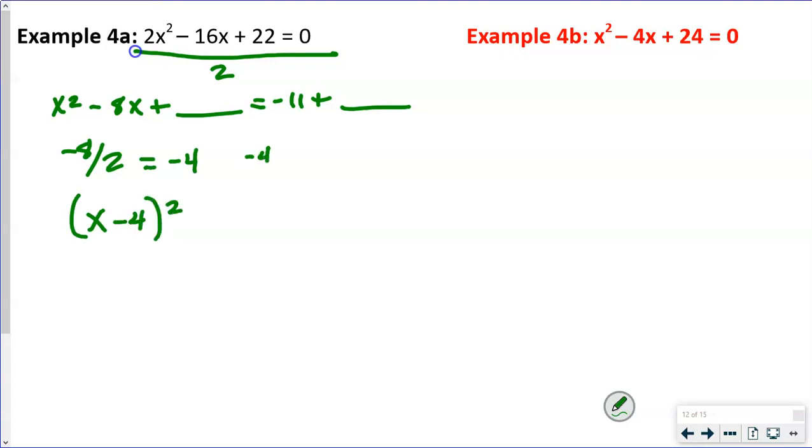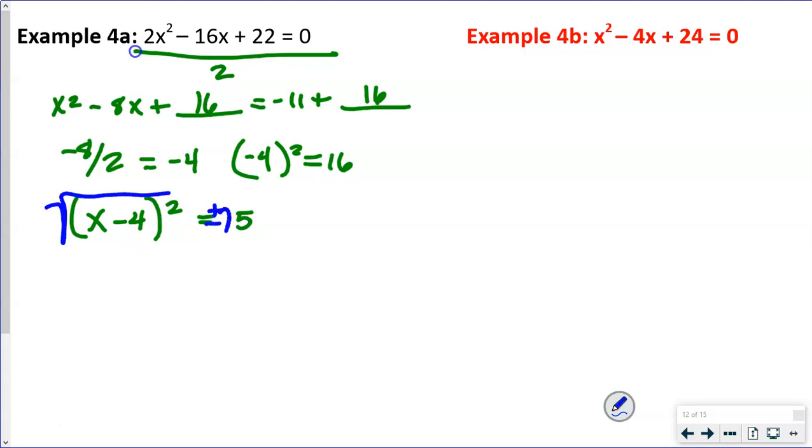And then we're going to take that negative 4 and square it, keeping in mind that any term you square, a negative times a negative is positive. So this is still going to be a positive 16. So we're going to add the 16 to both sides. So that's negative 11 plus 16. That's going to be 5, right? Okay, so now once again, we're going to take the square root of both sides.